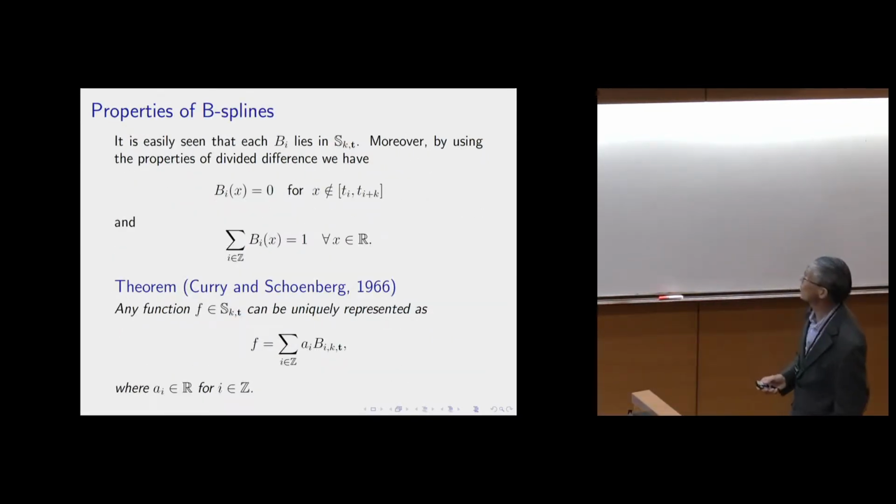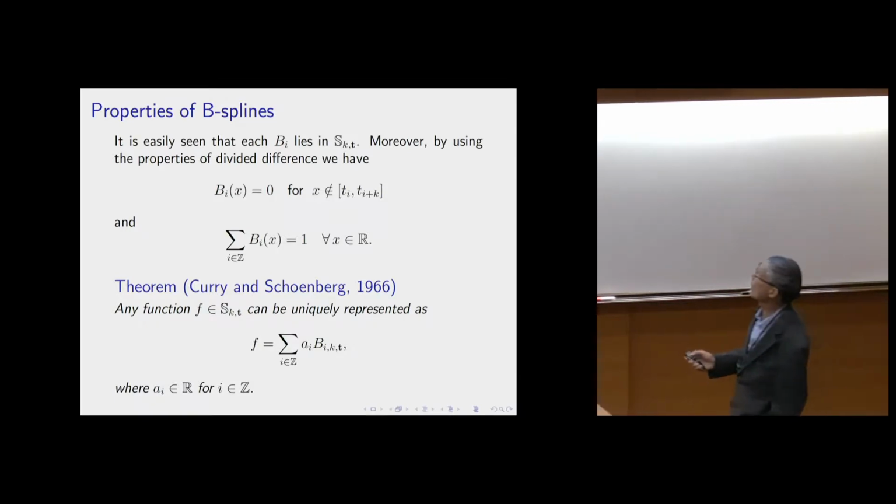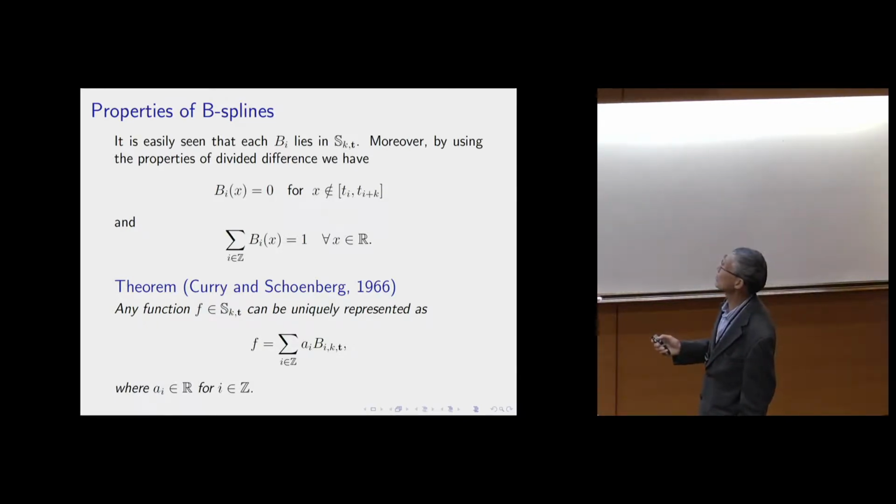So properties of B-splines: B-splines are compactly supported and have a partition of unity. And more important, B-splines form a basis of the space of splines. So this is a theorem of Curry and Schoenberg in 1966. Probably they only considered finite node sequences, not the bi-infinite node sequence.